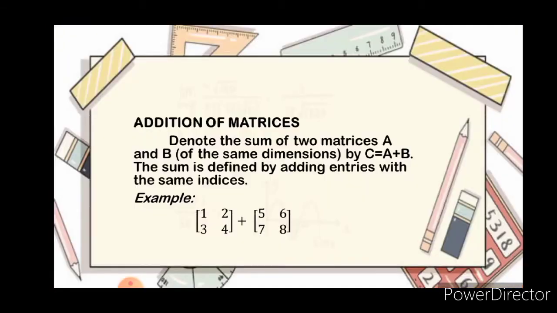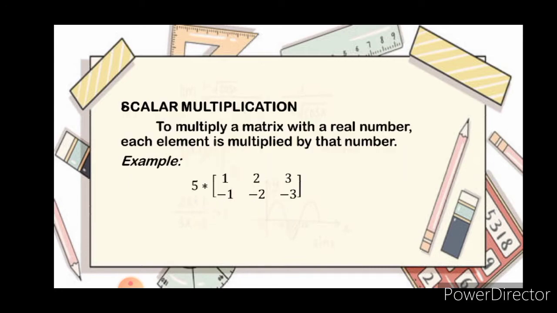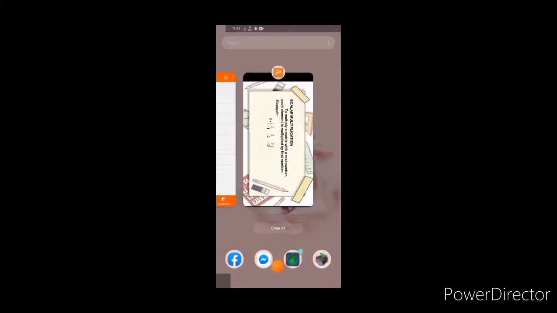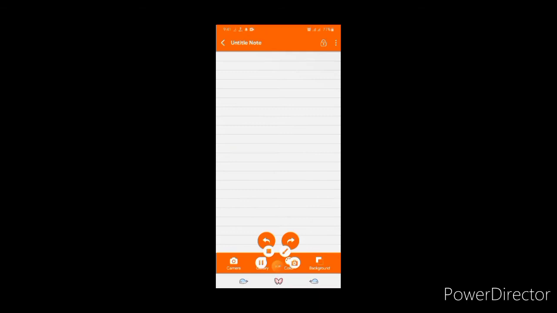So, the addition of matrices. We denote the sum of two matrices A and B of the same dimensions by C equals A plus B. The sum is defined by adding the entries with the same indices. For example, how can we find the sum of the two matrices A and B?